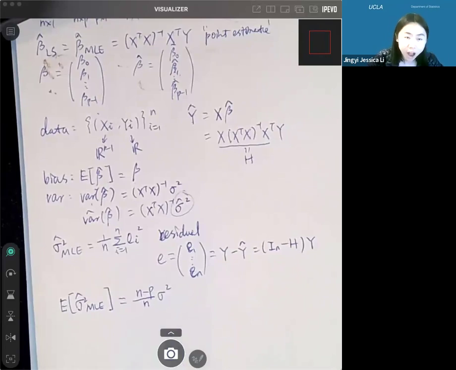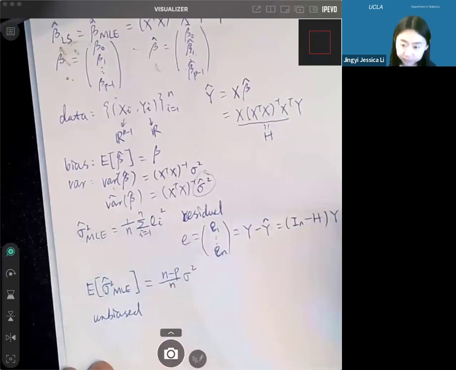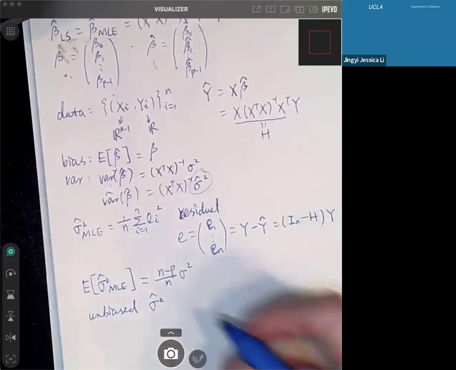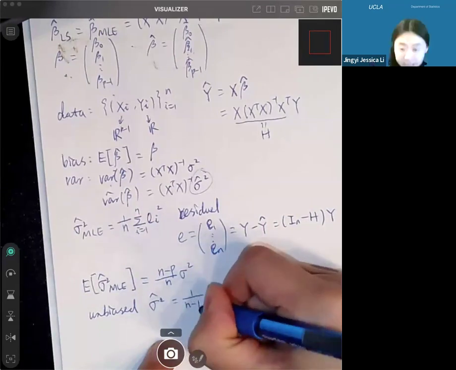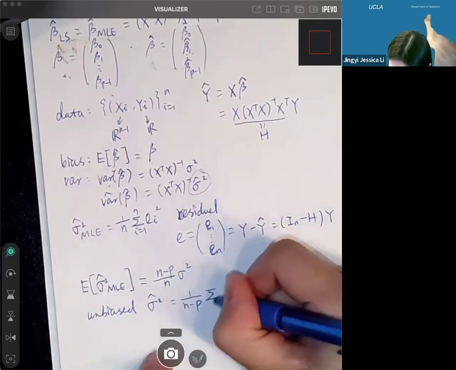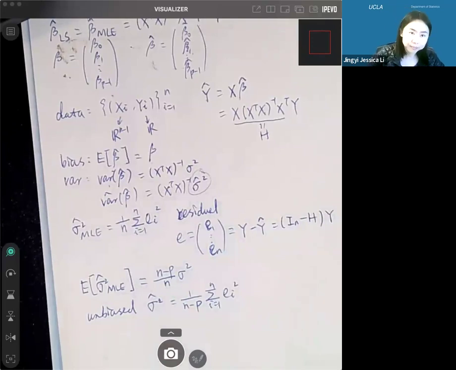So for the unbiased estimator, the unbiased version sigma hat should be defined as 1 over (n minus p), instead of 1 over n, times this sum of e_i square. This is just a generalization of the unbiased estimator for variance. If you just want to use the sample variance to estimate the variance, you should divide by n minus 1 instead of n. Similar idea here.